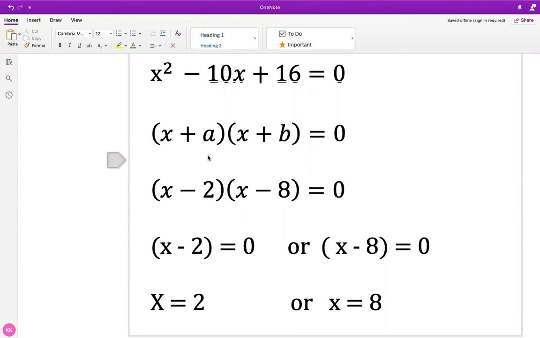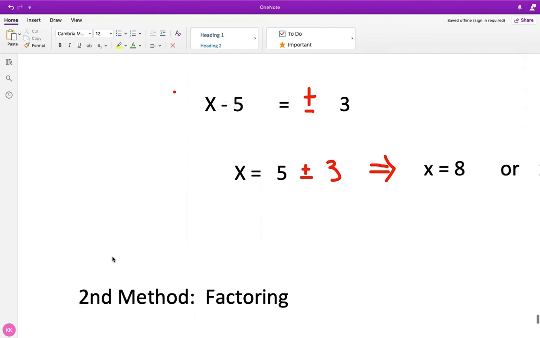We figured out that the a value is -2 and the b value is -8 for the previous example, and I can replace a with -2 and b with -8. To solve this equation, I break it into two parts: x plus 2 equals 0, or x minus 8 equals 0. So x equals 2, or x equals 8. This is my solution, and this solution matches the previous method.